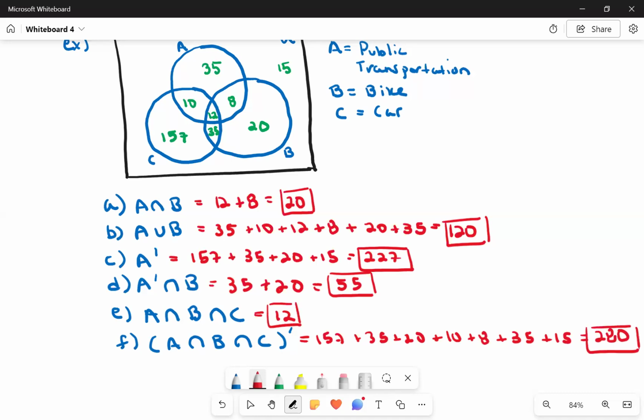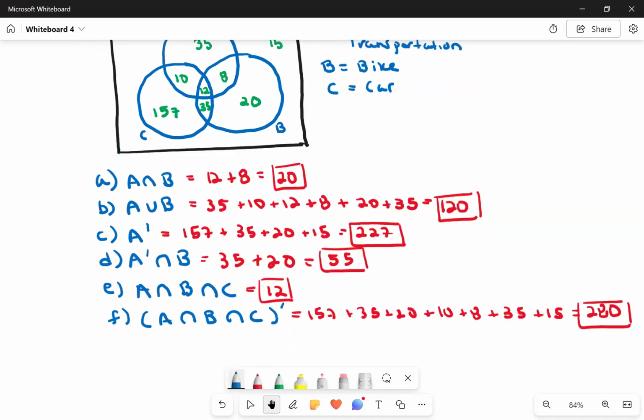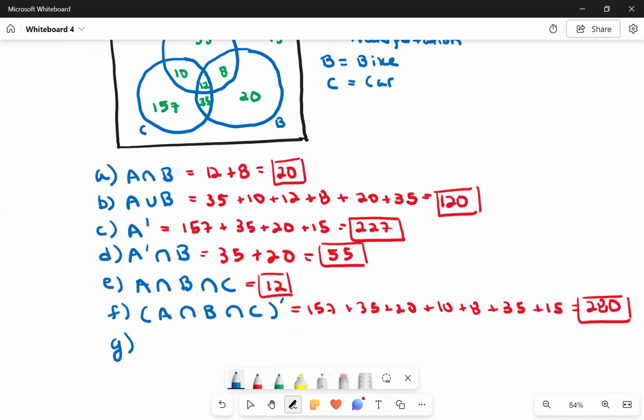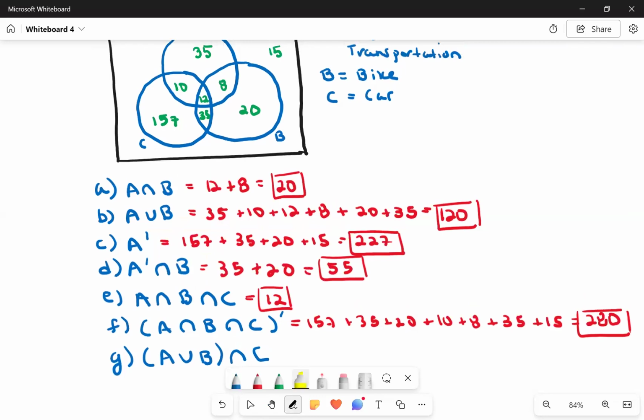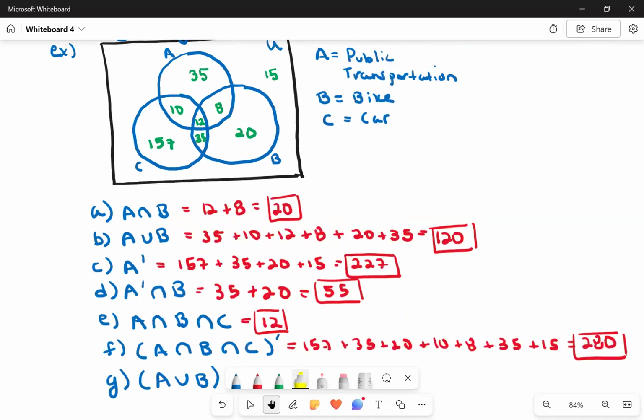All right, lovely. One more example. Squeeze it down here. Part G. I want to find A union B intersect C. So A union B is what A and B have combined, and then I want to see what that union has in common with C. I'm going to highlight A union B, and then I'm going to look at what it has in common with C.